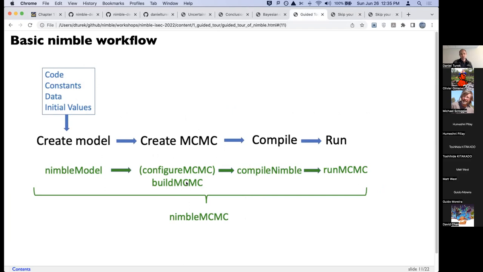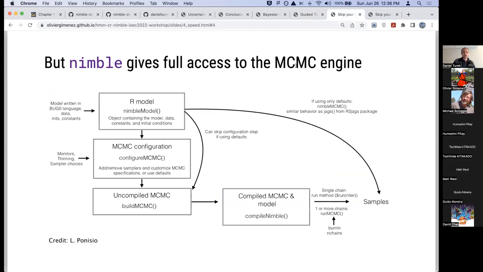Then you can modify the MCMC. The point is right here, you can make changes to it, do whatever you want, then go through the step of compilation, making everything into C++, and then actually run the MCMC. So far we've only seen that all together, but here we're going to look at some of these steps a little bit. Here is the same information with a little more detail.